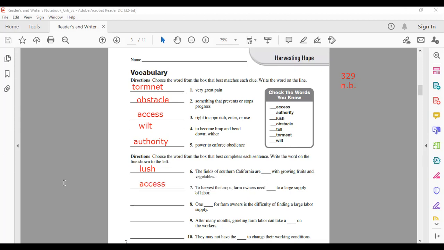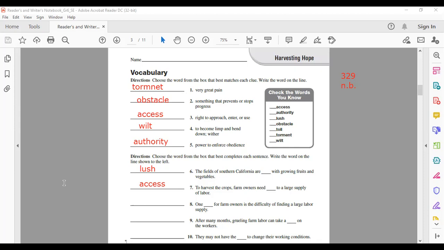Number 8, try again. One problem for farm owners is the difficulty of finding a large labor supply. One thing that prevents them from finding good labor is what? The difficulty of finding those people. So what do we call this thing that stops in front of us? Authority? No, something that stops us from doing something. What do we call that thing that prevents us from moving forward?